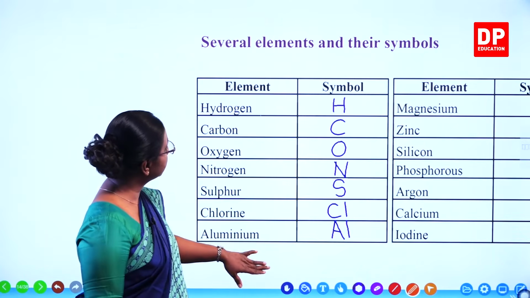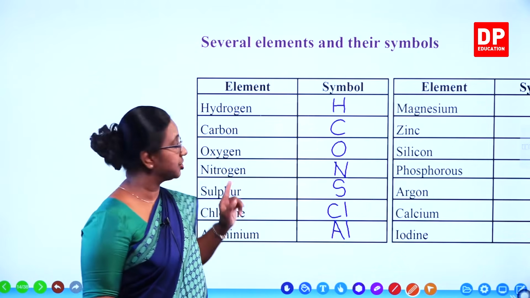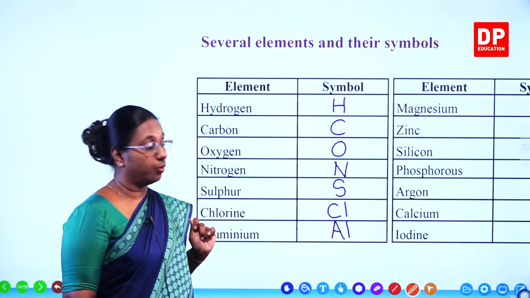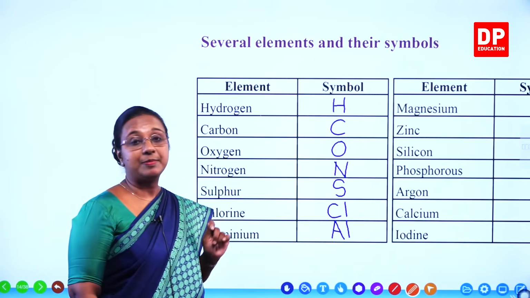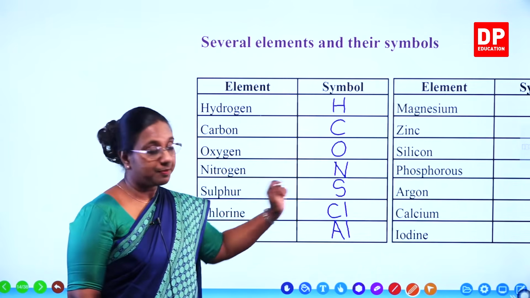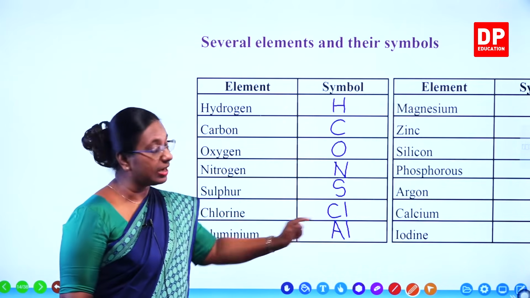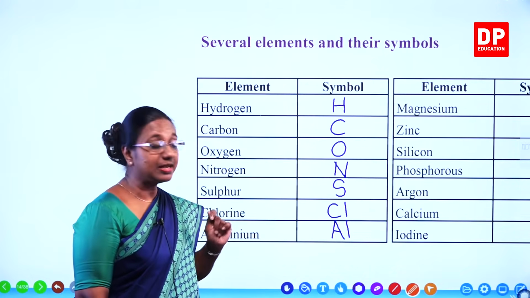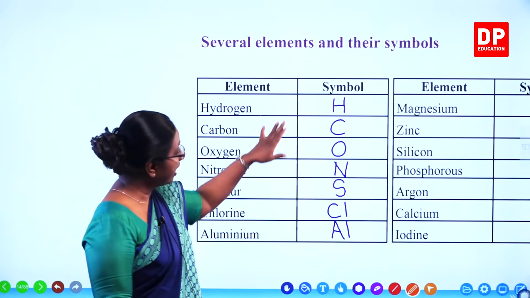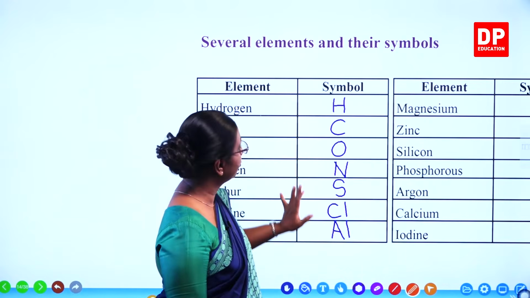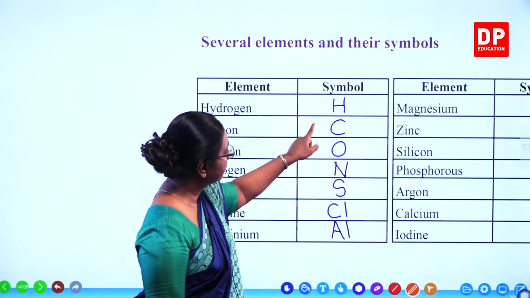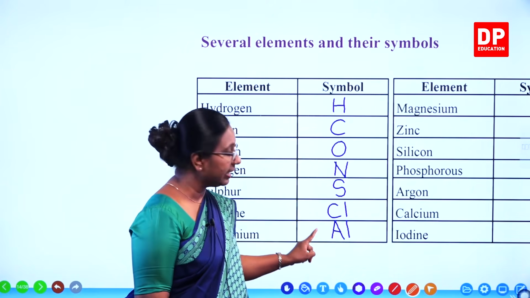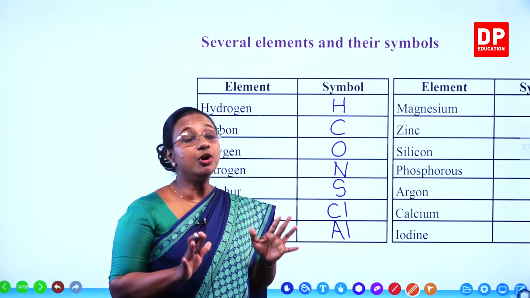So are these okay, students? Hydrogen, capital H. Carbon, capital C. Oxygen, capital O. Then we have nitrogen, capital N. Sulfur, capital S. And chlorine, two letters, capital C and simple L. Aluminium, capital A and simple L. So as you look at these elements, hydrogen, carbon, oxygen, nitrogen, sulfur, then chlorine and aluminium, you all have to remember that.